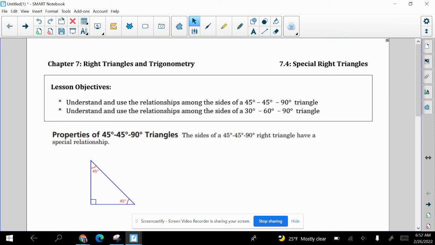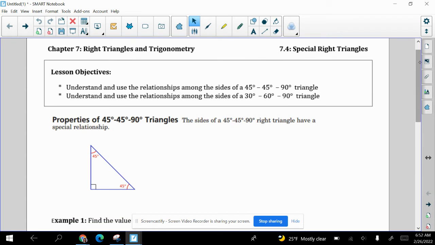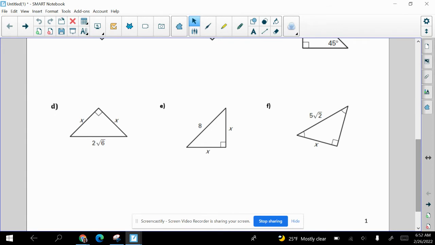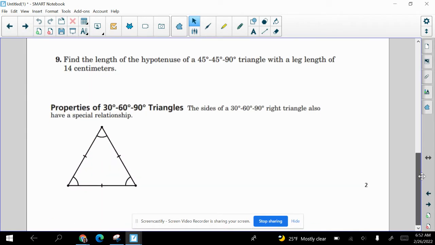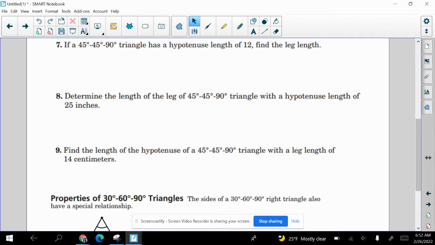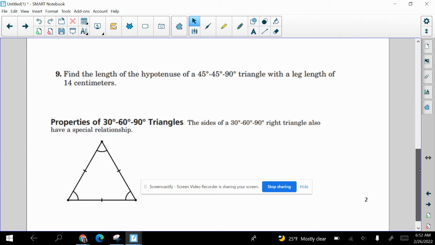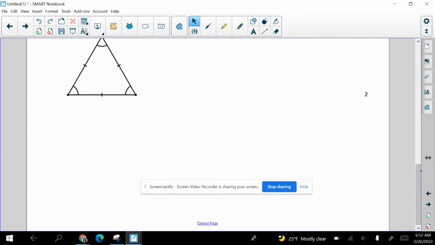All right, so in class, we were able to get through the 45, 45, 90, but we didn't get a chance to really talk about 30, 60, 90. So I just wanted to make sure that we're okay with this one. So I'm gonna go over a couple things.